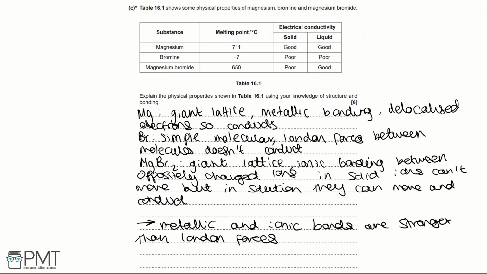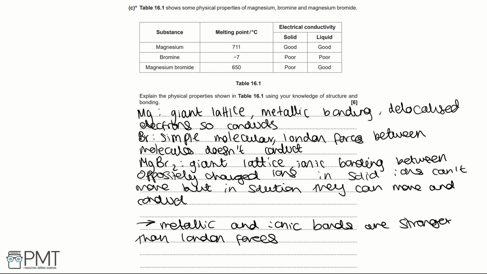This is a level response question, shown by the asterisk. So in order to get the 6 marks for this question, you need to explain all 3 melting point values and conductivities in terms of structure, bonding, particles, and the relative strengths of the forces, which we have done in this question. But you also need to have a well-developed line of reasoning, which is clear and logically structured, which we also have in this question.